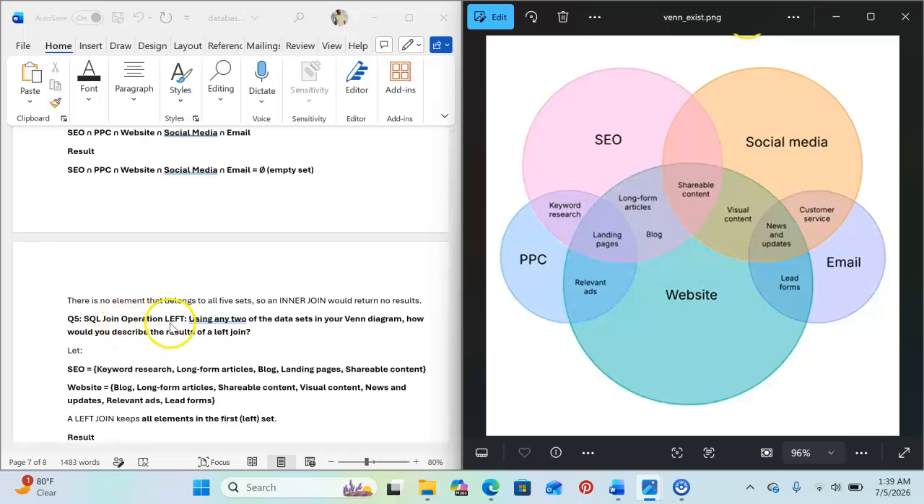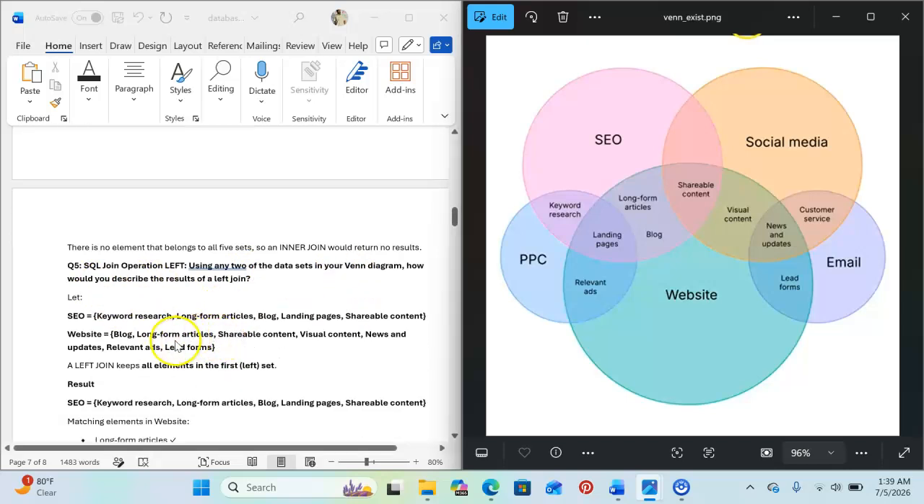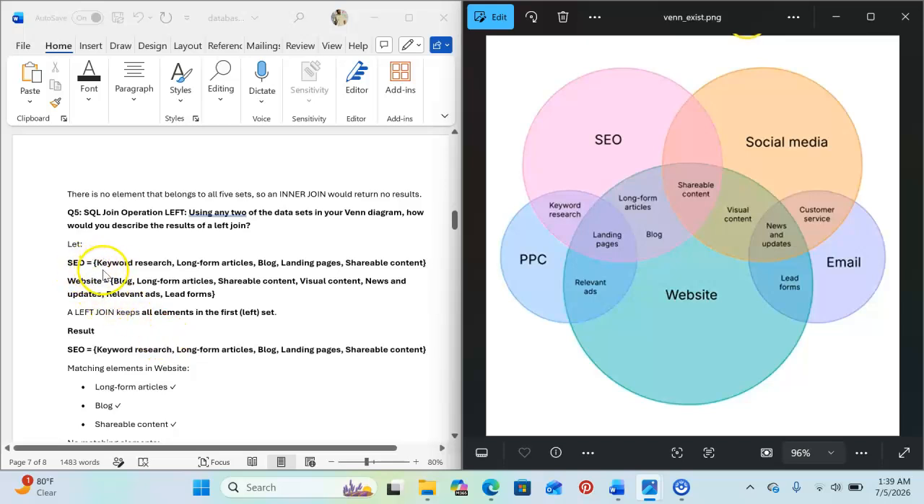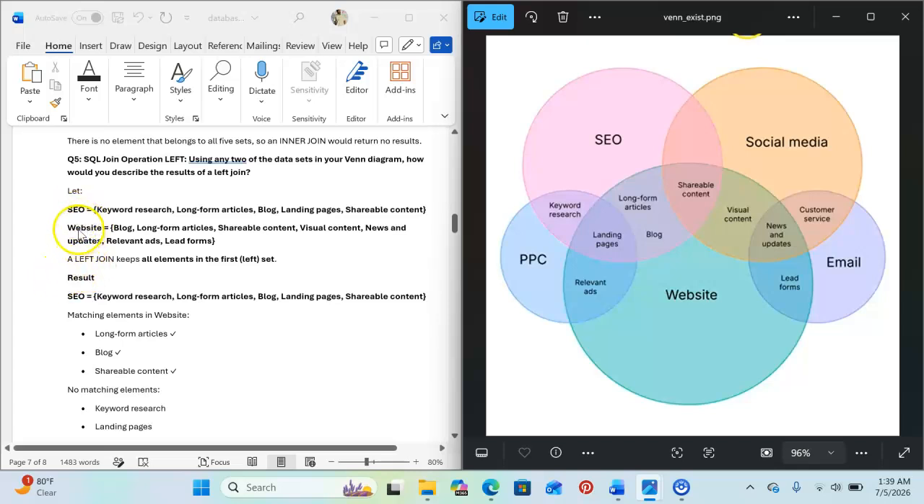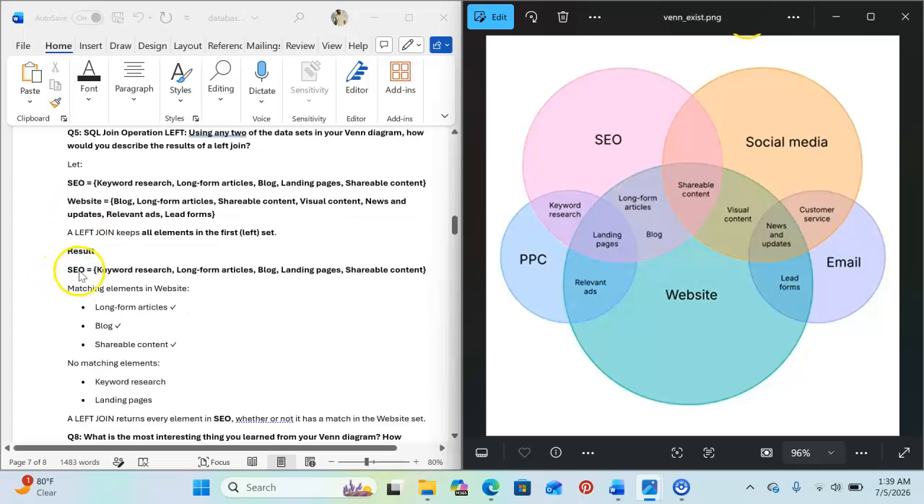Question 5. SQL join operation: left. Using any two of the datasets in your Venn diagram, how would you describe the result of the left join? Looking at the SEO members and website, we are looking at all members who appear in SEO and members which have a matching pair in website. So if you check the members of SEO and website, we get our result.